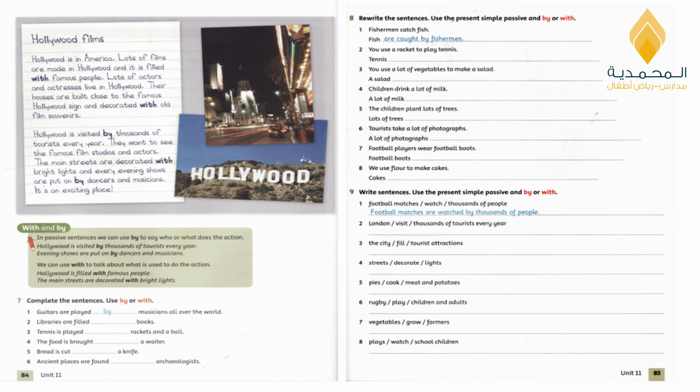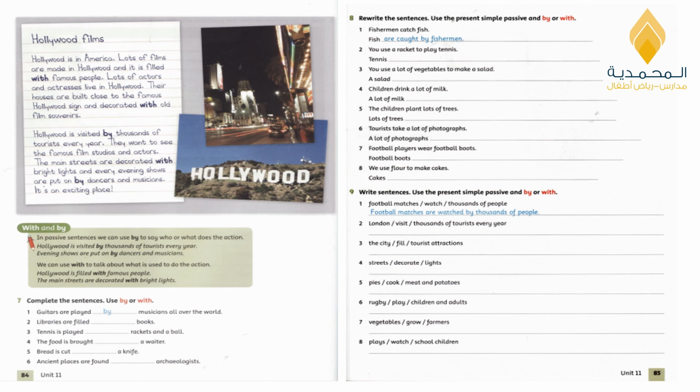Are you ready? Number 1. Fishermen catch fish. Fish are caught by fishermen. Number 2. You use a racket to play tennis. Tennis is played with a racket. Excellent. Number 3. You use a lot of vegetables to make a salad. A salad is made with vegetables. Excellent. With vegetables.